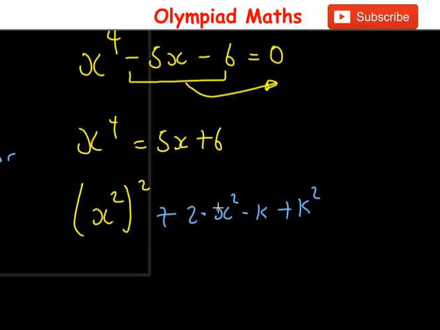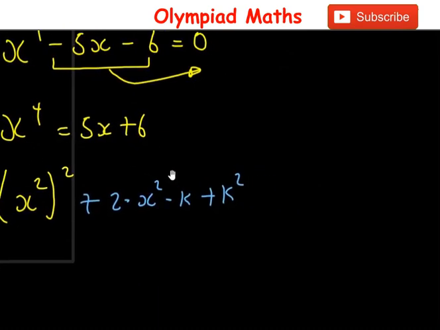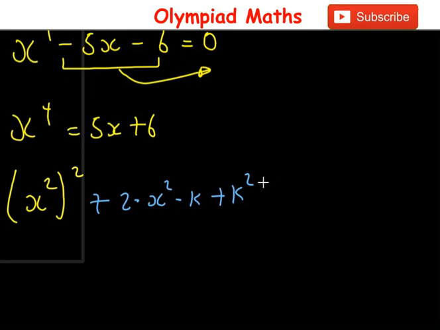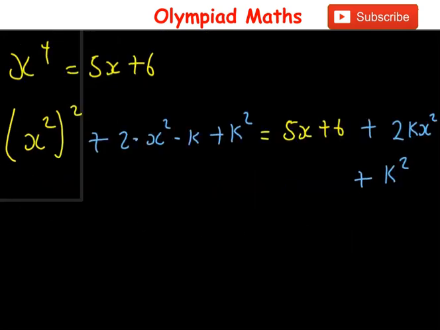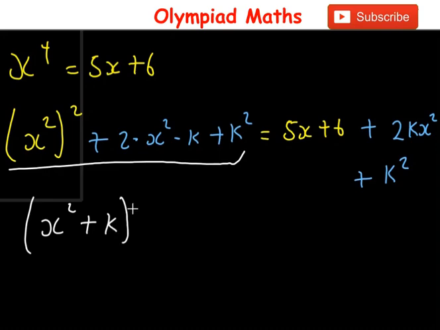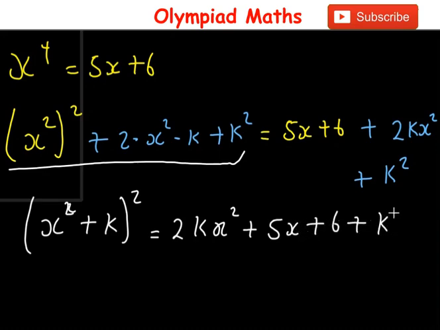Once we add this to the left hand side, we are going to do the same for the right hand side also. And by the way, for the right hand side, we have this is equal to 5x plus 6. Also add plus 2 times x squared times k. So we have 2kx squared, then plus k squared. With this, we can write all of this as in brackets x squared plus k all raised to power 2. Okay, and this equals, we can write this as 2kx squared, then plus 5x plus 6 plus k squared.